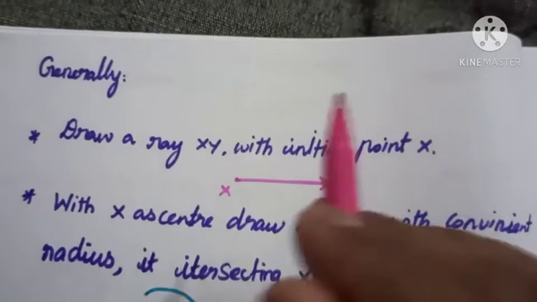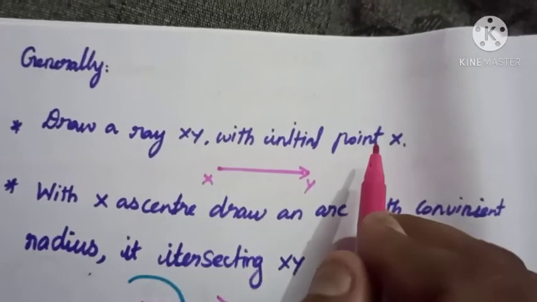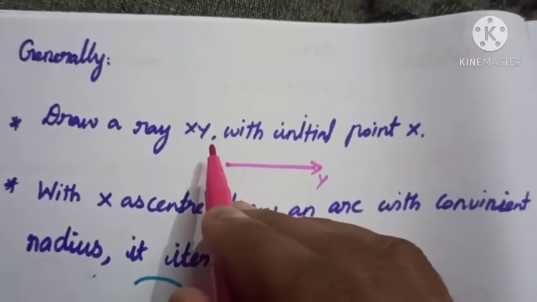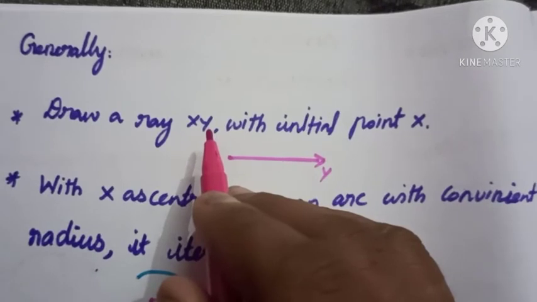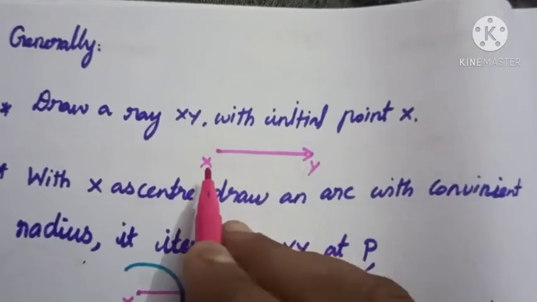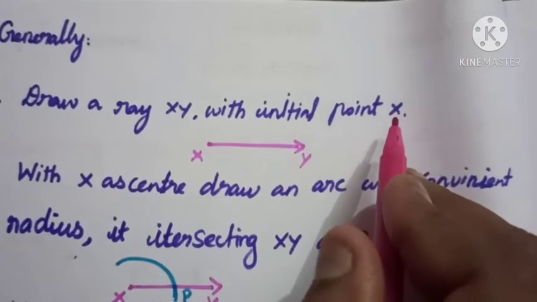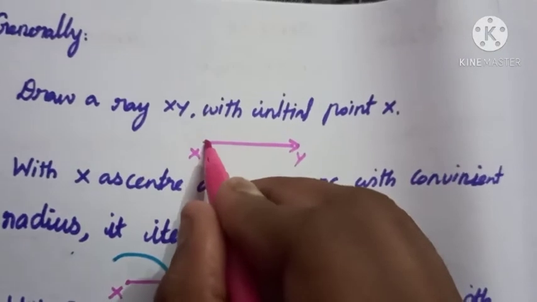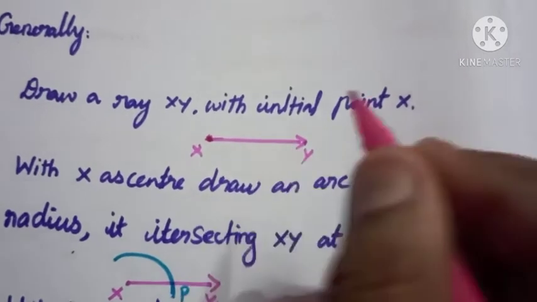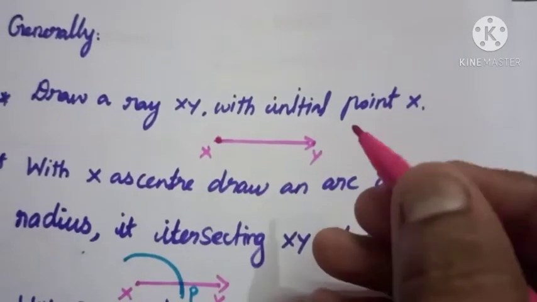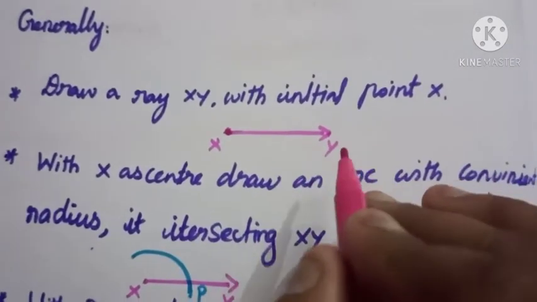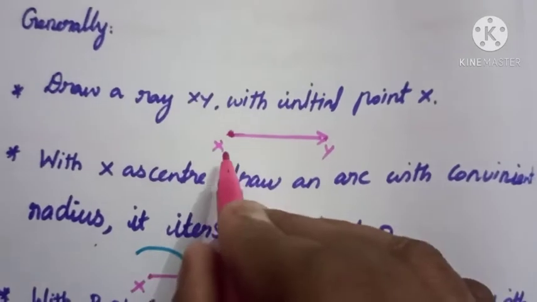So generally, first point, this naming is not mandatory. If you take any naming, A, B, C, D, P, Q, R, S, X, Y, Z, whatever it is, you can give any alphabet letter as naming. So first, the basic, draw a ray XY like this with initial point X. So this is the initial point. By using a scale, you can draw one ray XY. So first step, you need to draw a basic ray with initial point X.